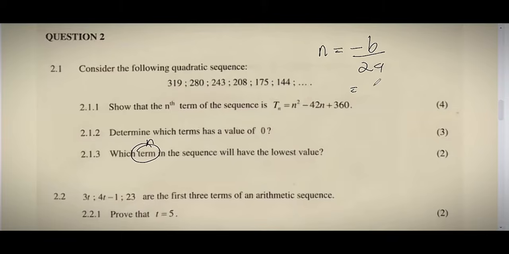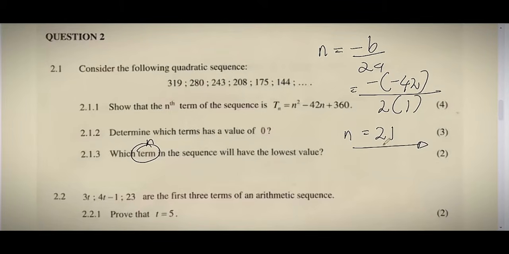So what is our b? That's a negative 42. So I have this negative here, then inside the bracket, negative 42. And that's 2 times 1. If we calculate this, that's negative, negative, it's positive. So 42 divided by 2, that's 21. So that means our lowest value will occur in term number 21. This is where we'll have the lowest value. This is where we'll find the graph going all the way down here. So at term number 21. Nice. Pretty easy, huh?